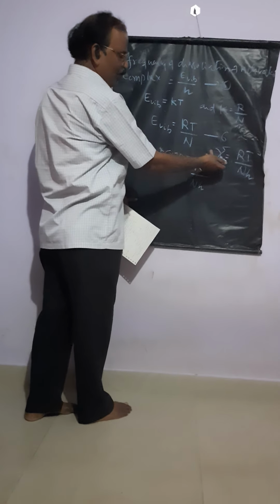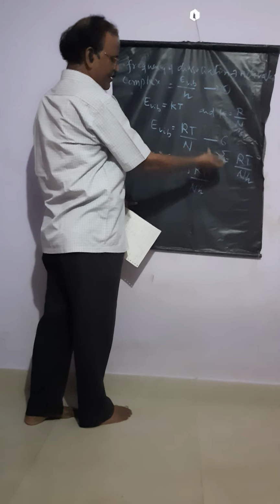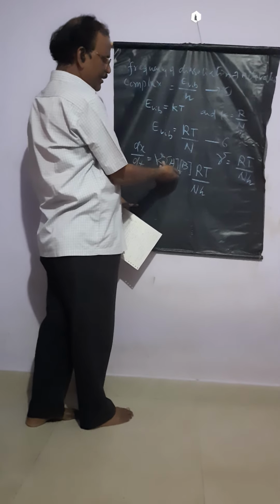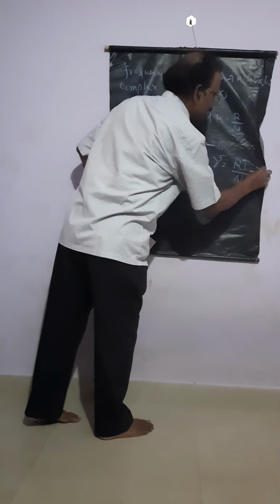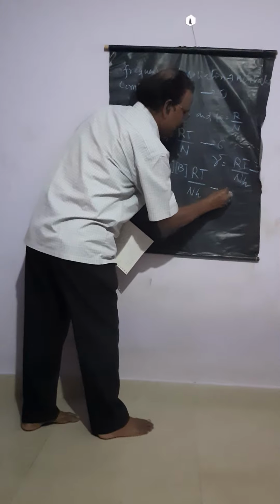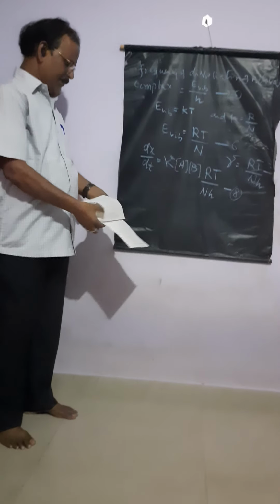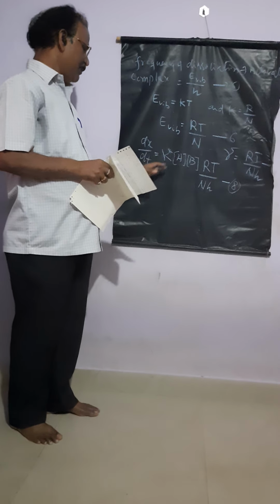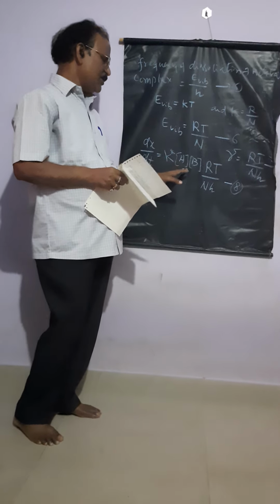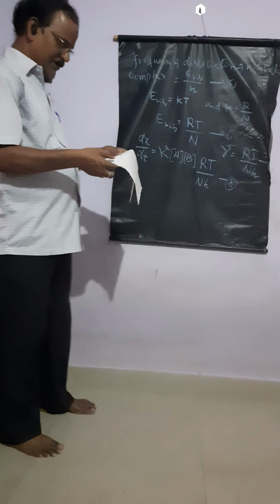Here mu you can write in mathematical form as frequency. So this frequency is substituted here: K star into A into B into RT by Nh. So this is equation number 7 and this is equation number 8. So the rate of reaction of the formation of product through the activated complex is given by K star into concentration of A, concentration of B into RT divided by Nh, equation 8.